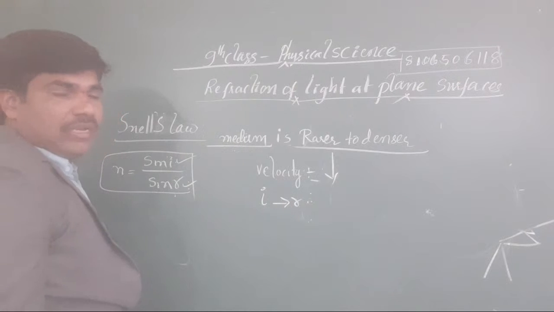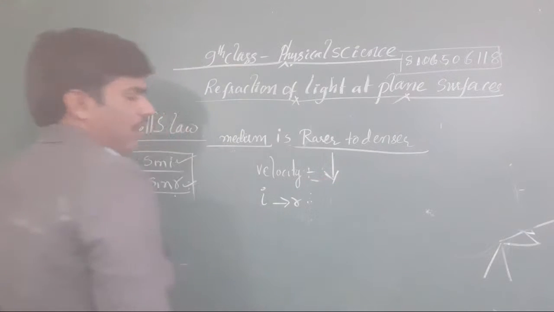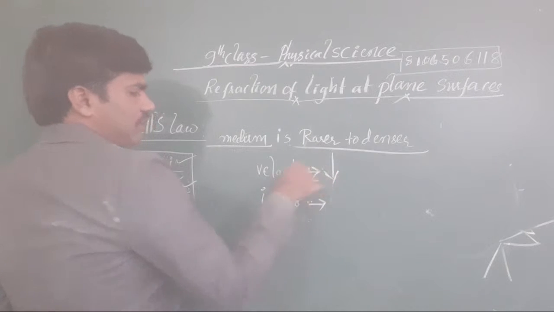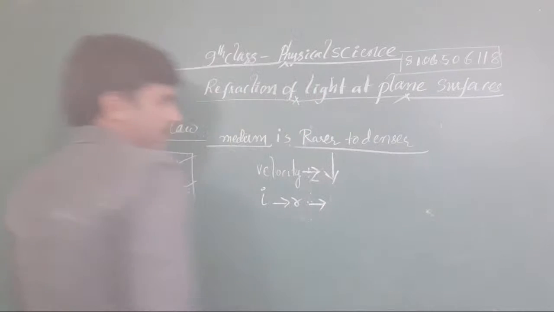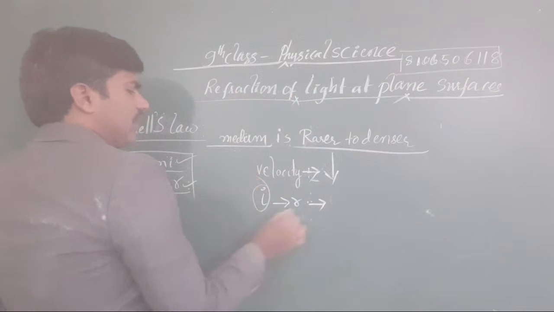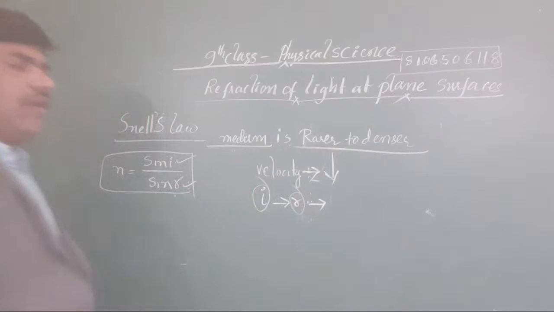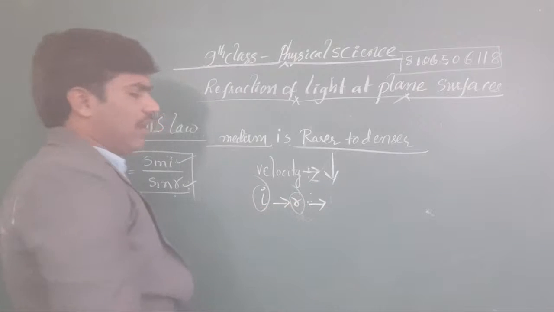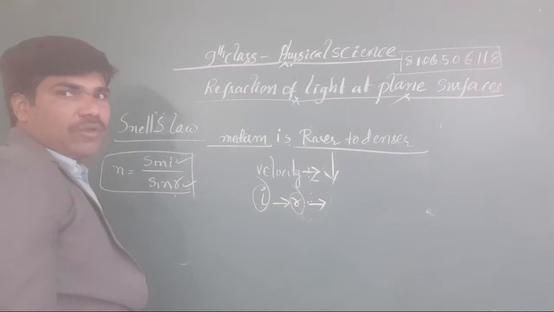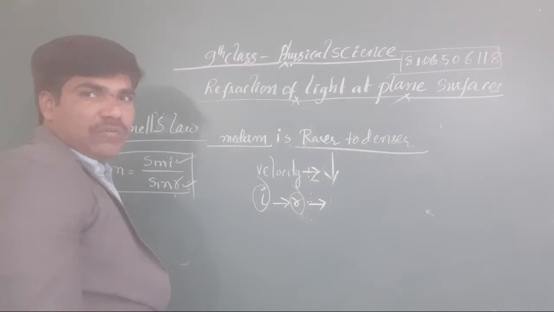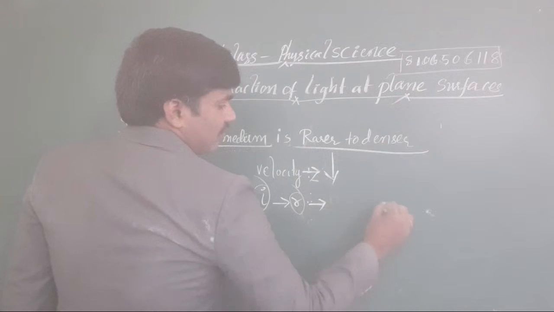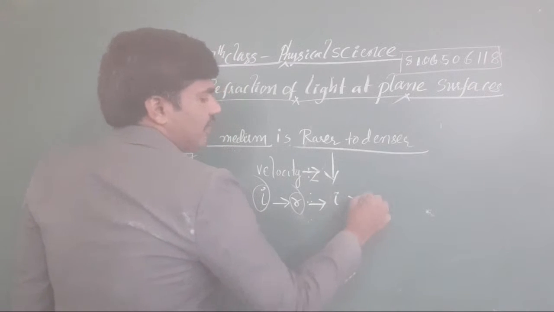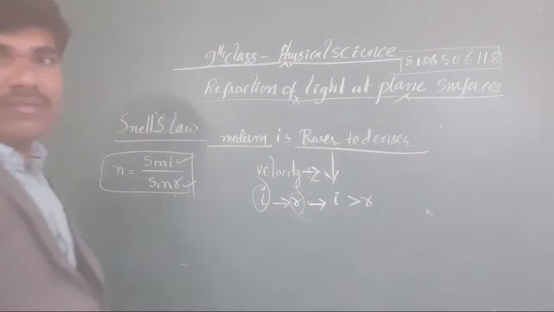The velocity becomes decreased. And then, considering I to R, the angle changes. The incident angle and the refracted angle change automatically. Here I is greater than R.